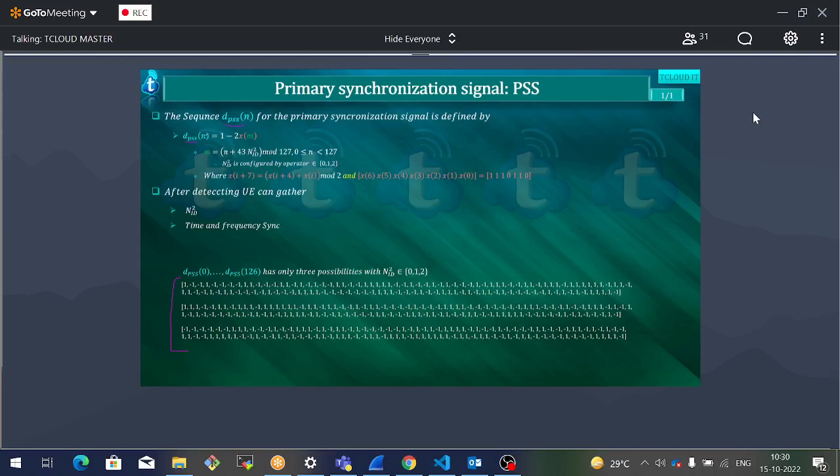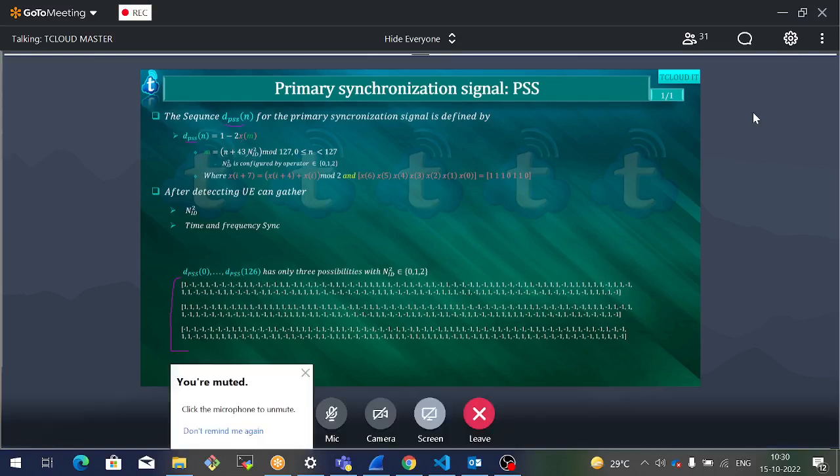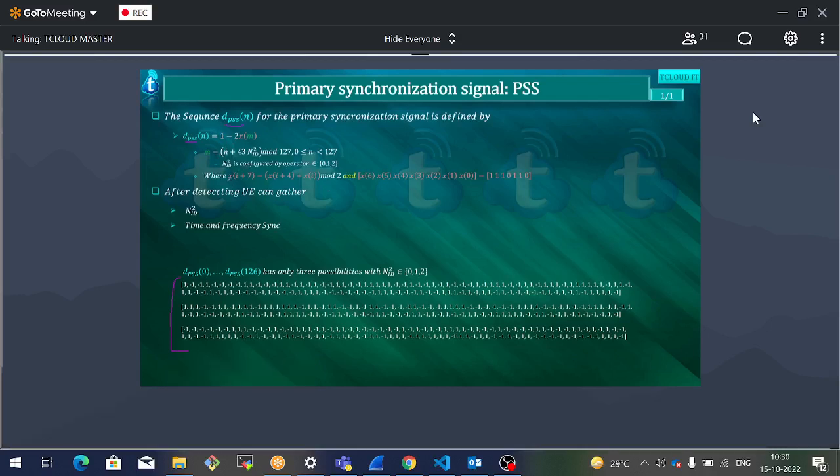So that makes M equal to n, because NID2 doesn't matter now. Now, how to find this X of M? Because in order to calculate this value, you need the X of M value. What is X of M? X of M is defined as X of i plus 7 equals X of i plus 4 plus X of i, modulo 2.